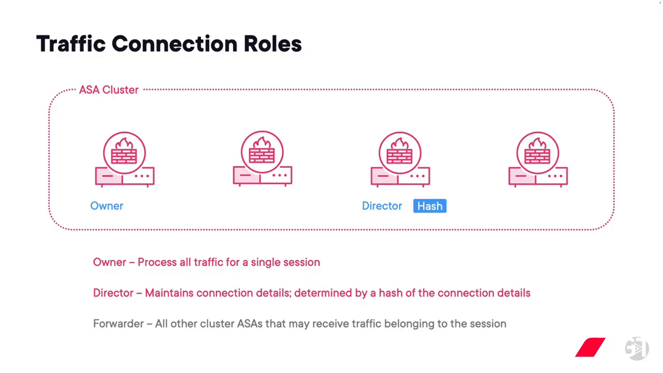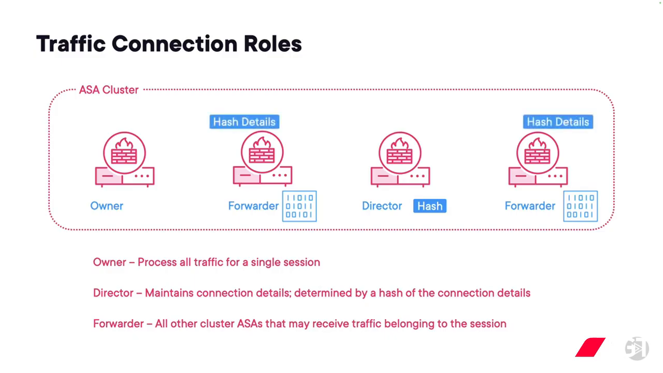The last role an ASA can have to process data traffic is the forwarder. If a cluster device receives a packet for a session that it is not an owner for, it will use the hash details of the session to find the director, and once it's determined the director, the forwarder will communicate with the director to determine which cluster member is the owner of the session, and then forward the packet to the owner for normal processing. Of course, there is nothing preventing a director from receiving a packet itself, so in this case, it would query itself to find the owner, and then act as a forwarder to forward the packet to the owner.